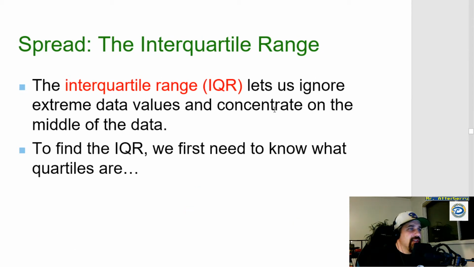Here's what's called the IQR, the interquartile range. It lets us ignore extreme data values and concentrate on the middle of the data. To find the IQR, we first need to know what quartiles are. We will talk a lot about this in the next couple chapters. IQR, the interquartile range. Okay? Essentially, it's the distance from your first quartile to your third quartile.